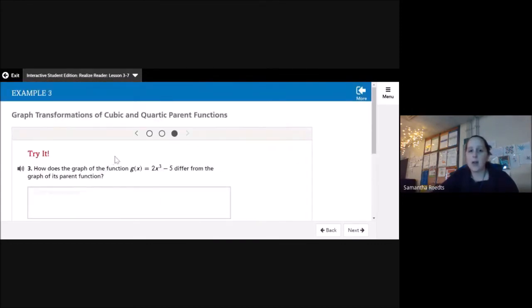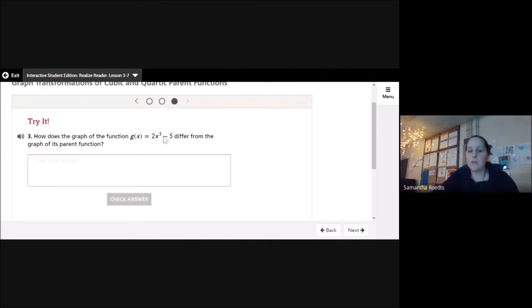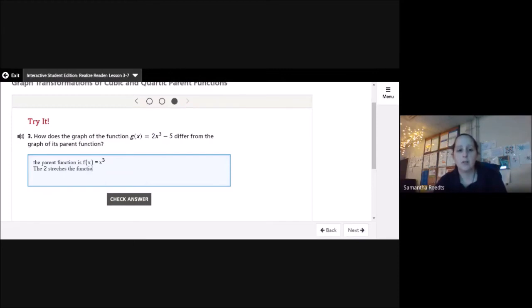Okay. So how does the graph of the function g of x equals 2x cubed minus 5 differ from the graph of its parent function? So the parent function is f of x equals x cubed. The 2 stretches the function, and I move the function down 5 units. Okay, so it stretches, and this is a vertical stretch.